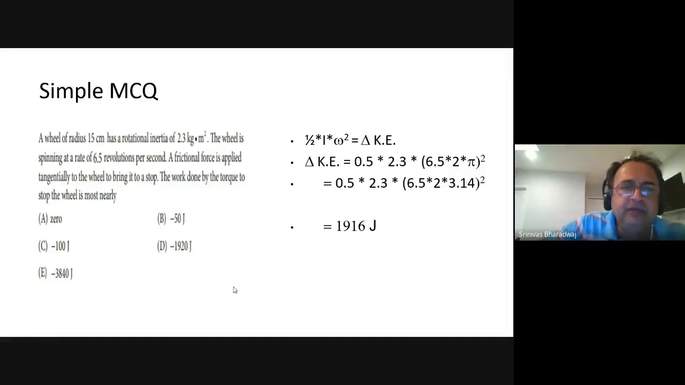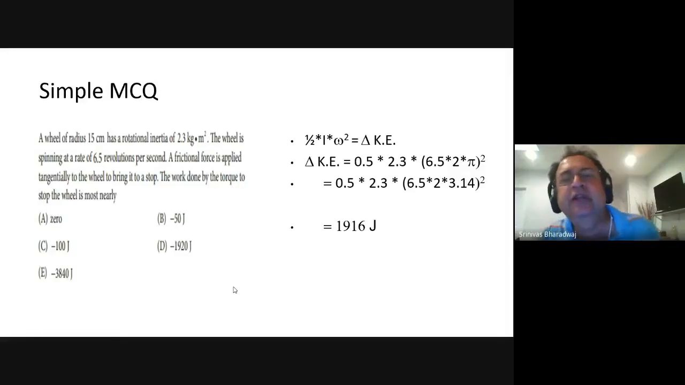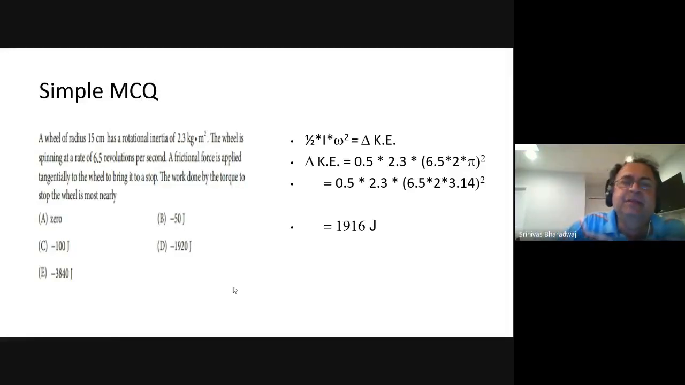That frictional force is producing a tau d theta. Okay, a frictional force at a tangent is going to lead to r cross F, right? And it is applied over a period of time, right? So what is the work done by the torque to stop the wheel? It is equal to its initial kinetic energy. That kinetic energy of something which is spinning is half I omega square.